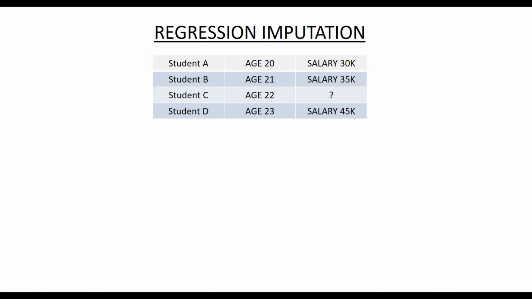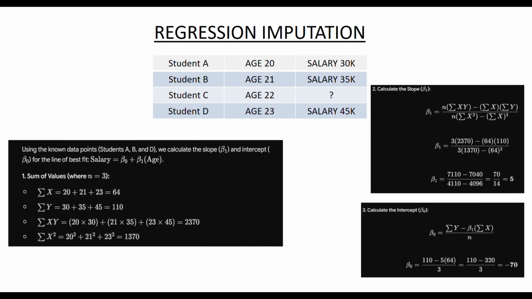Let's look at our example. So this is our example table. We have students A, B and D, and C's salary is missing. Instead of just taking the average of 30, 35 and 45k, we use the known data to calculate a line of best fit. By applying the simple linear regression formula, let's show you how the model predicts the value. You can see the formulas here.